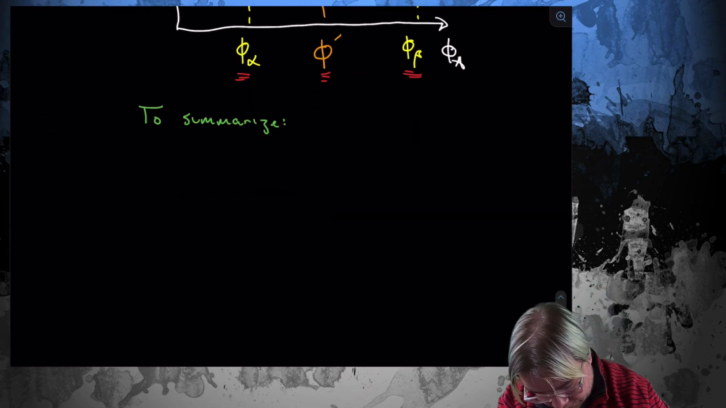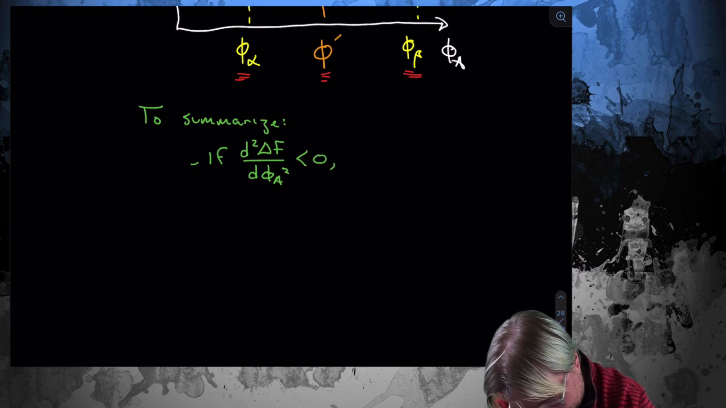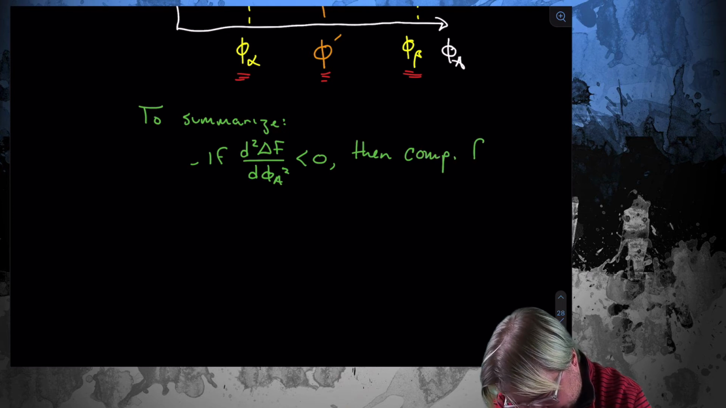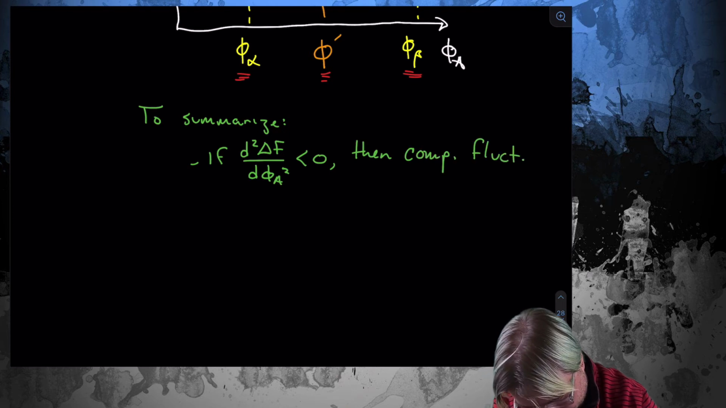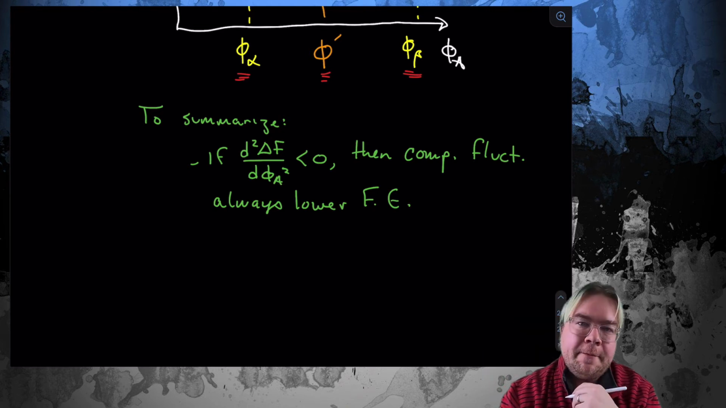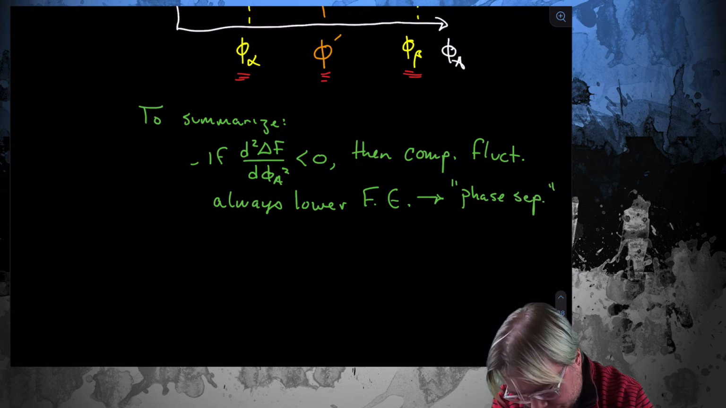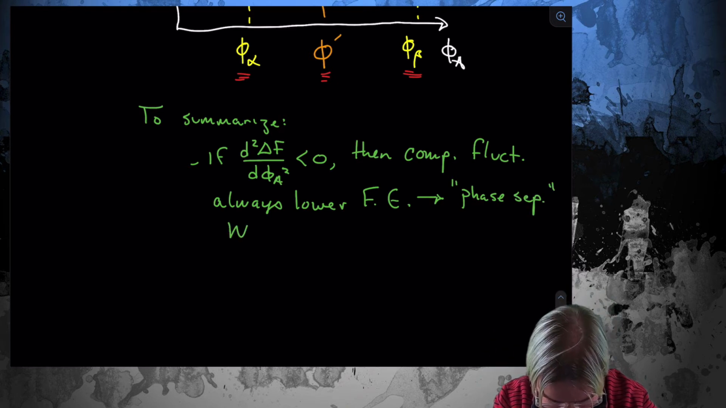So, to summarize, if the second derivative is less than 0, then composition fluctuations always lower the free energy, and you'll get what we call phase separation. Okay, so the system will not mix.